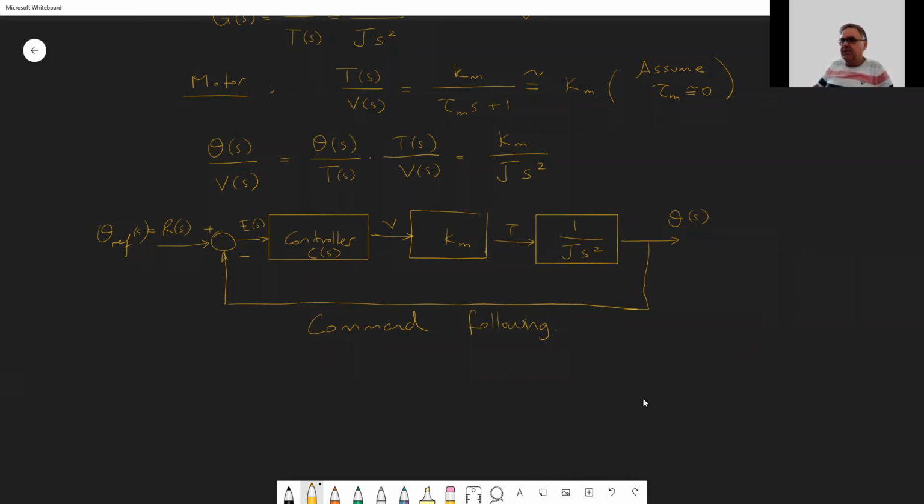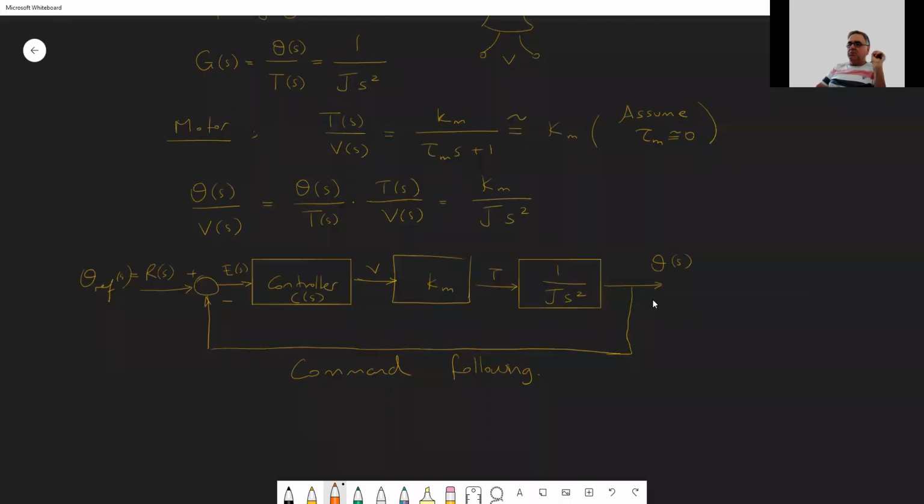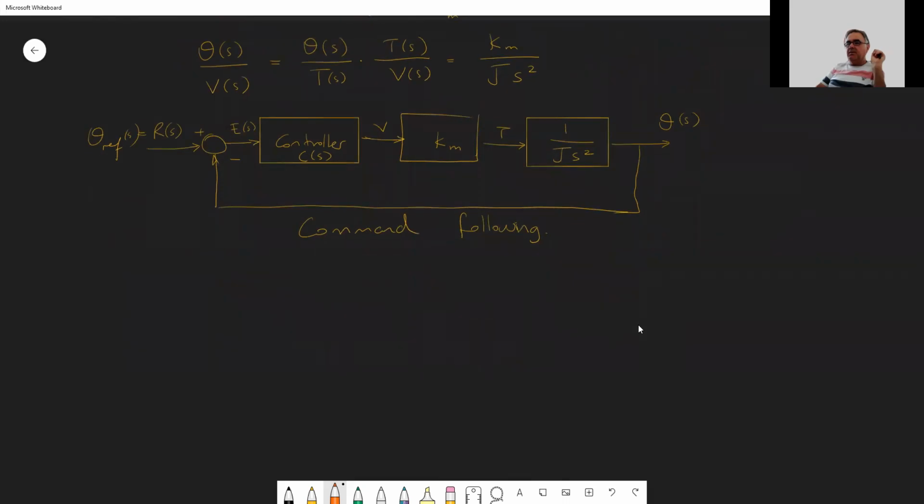It might be possible that in this arm there might be some disturbances, like a disturbance torque. As you try to rotate it, there might be an adverse effect due to some extra weight or some wind or something.